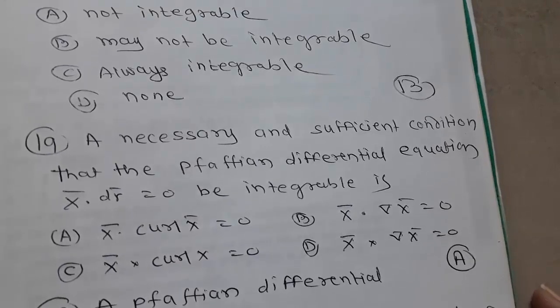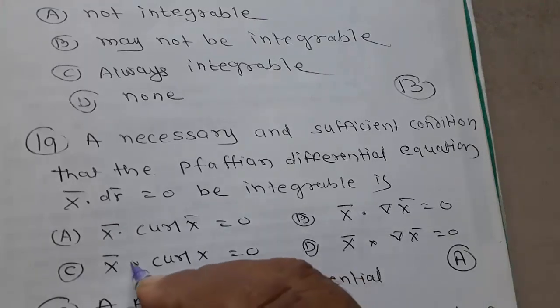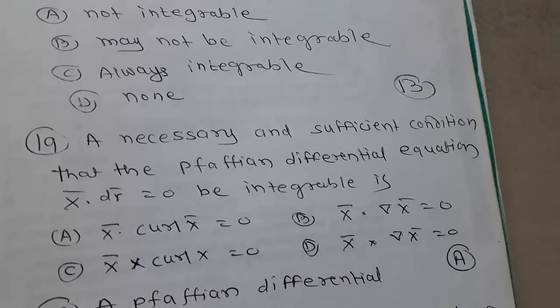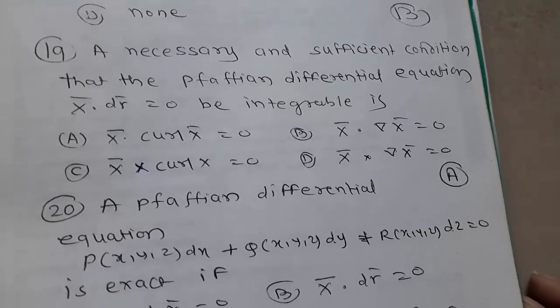The necessary and sufficient condition that the Pfaffian differential equation X dot dr equal to 0 be integrable is, options are X dot curl X equal to 0, X dot grad X equal to 0, X cross curl X equal to 0, and X cross grad X equal to 0. Here the condition is X dot curl X equal to 0. This is the necessary and sufficient condition for a differential equation X dot dr equal to 0 to be integrable, and hence option A is correct.